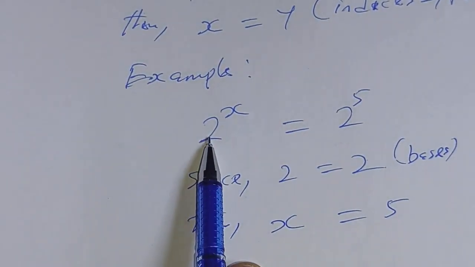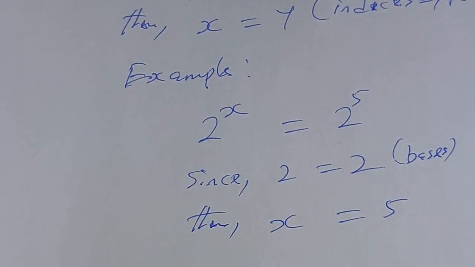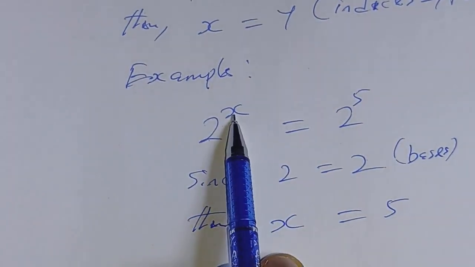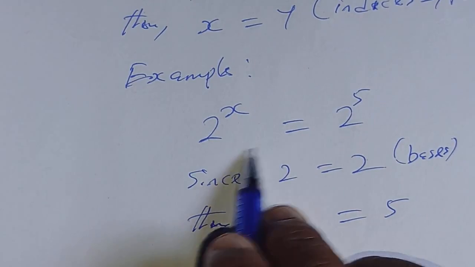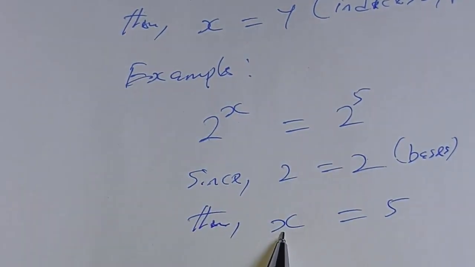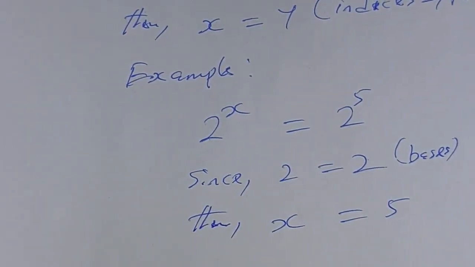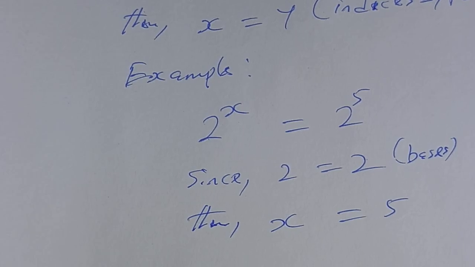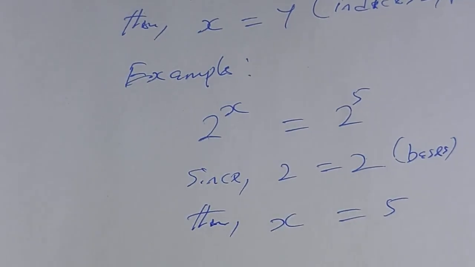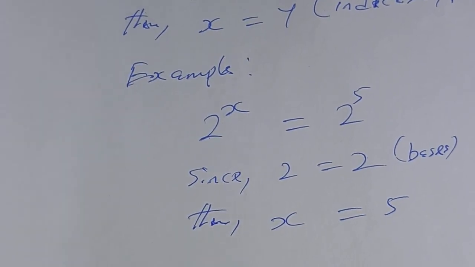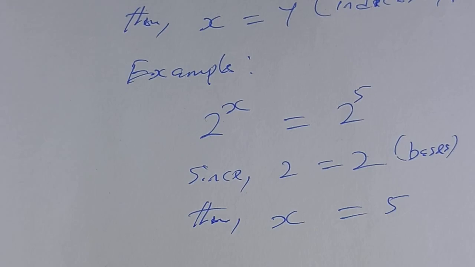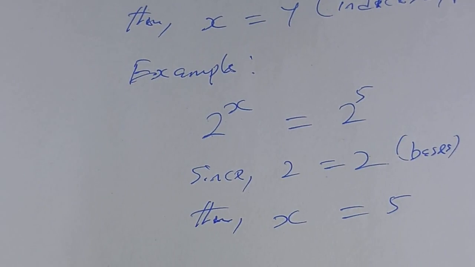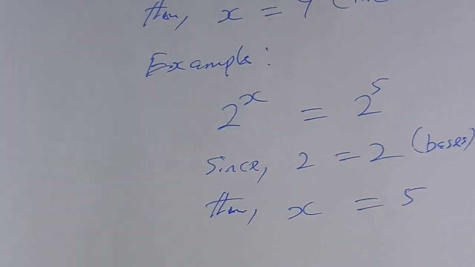So since the bases are equal, 2 equal to 2, then the powers x and 5 are equal. So since 2 is equal to 2, then x is equal to 5. Anytime you see bases being equal, then the powers also are equal. Now we can continue on and on, but let's move to the next law. So that's it for the 7th law: when the bases are equal, then the indices, the powers, also are equal.